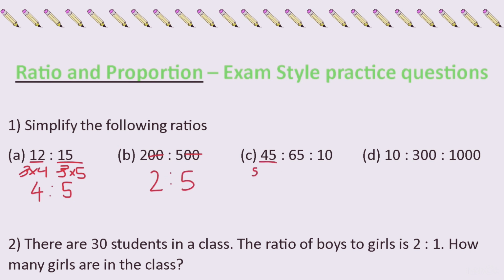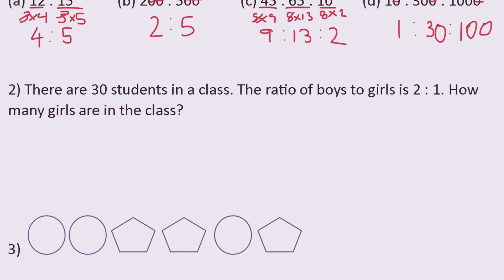Part C, you get 45, 65, and 10. All of them are in 5 tables. Use the same HCF. Yep. And then you get 5 times 2. So in the end, simplified version is 9 is to 13 is to 2. Part D, 10 is to 300 is to 1000. We just get 1 is to 30 to 100. Yeah, just cancel 1 0 from each.